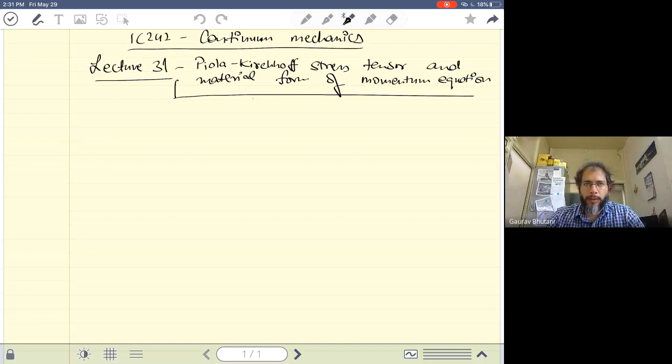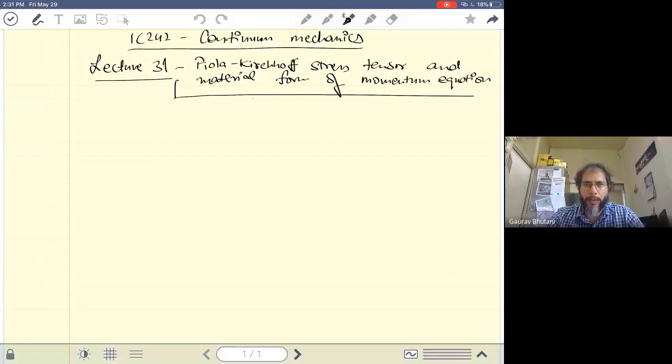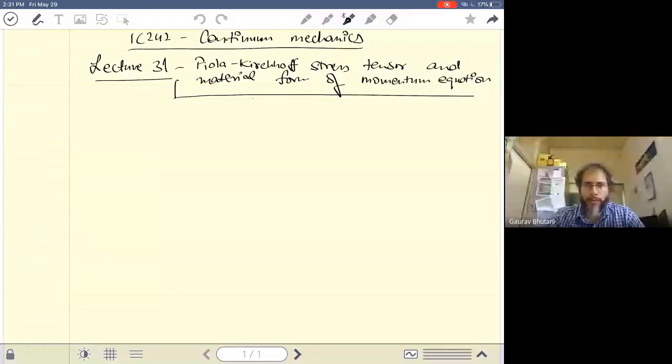And today we'll be talking about a new stress tensor, which is called the Piola-Kirchhoff stress tensor. In fact, we have two of these. And then after defining the Piola-Kirchhoff stress tensor, we will look at the momentum equation. The motivation behind this is to actually derive the material form of the momentum equation.